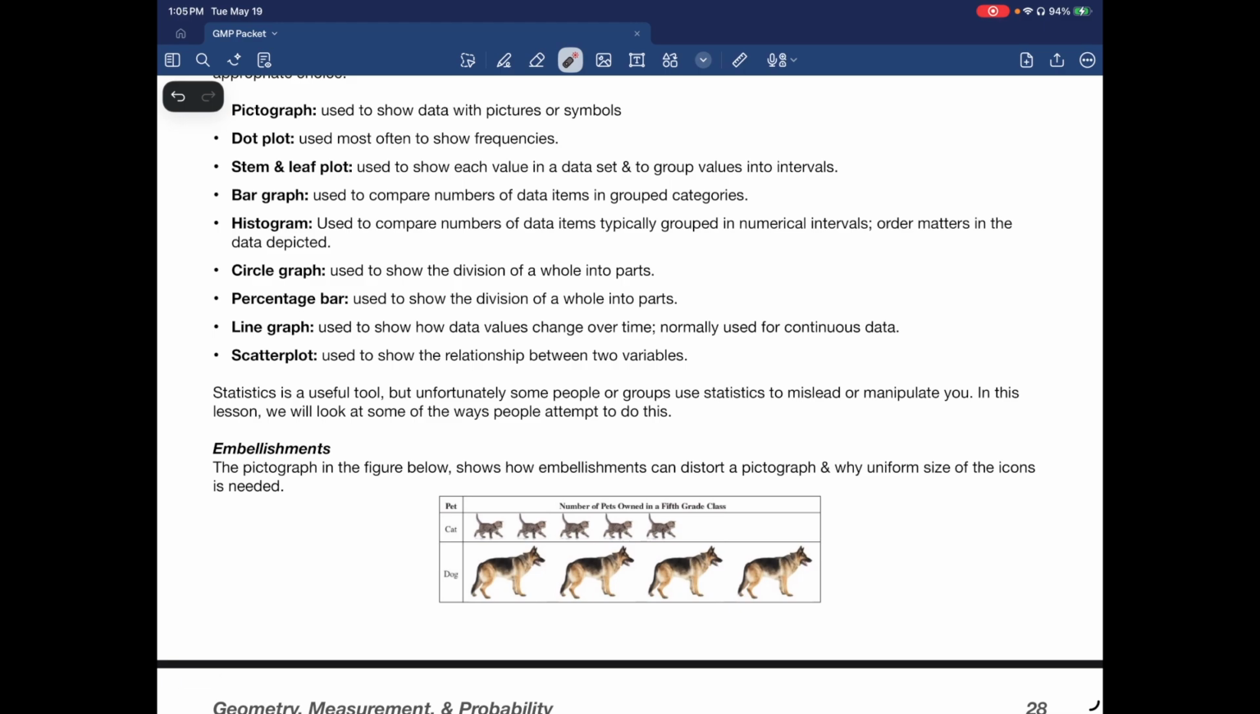A line graph can be used to show how data values change over time, normally used for continuous data. As I mentioned, Kalshi, Polymarket, all these different betting markets that people are using these days. Scatter plot is used to show the relationship between two variables.